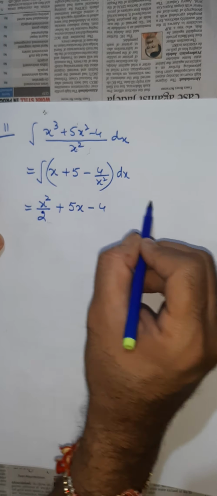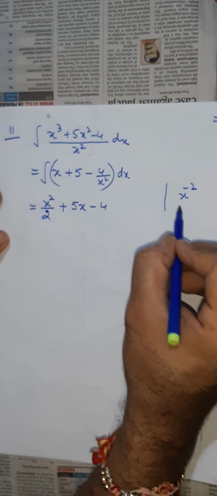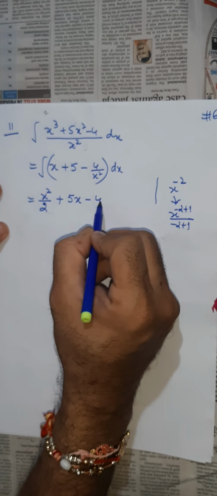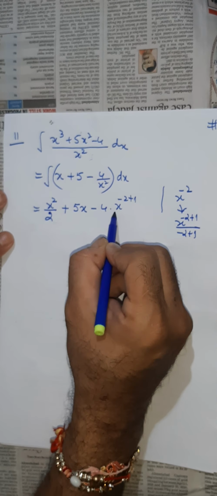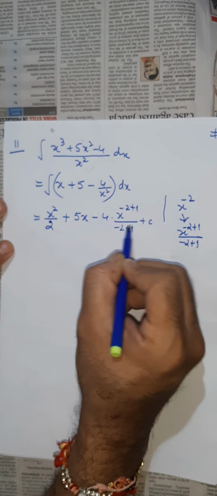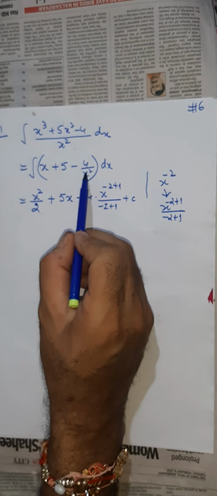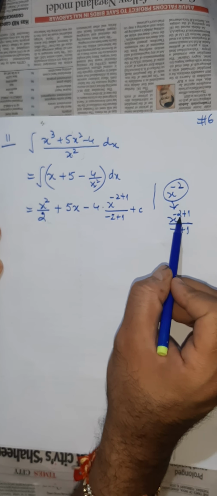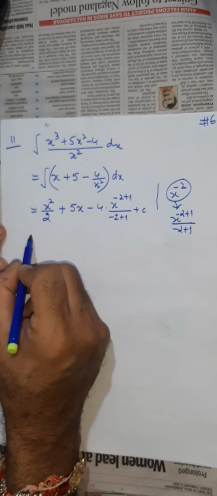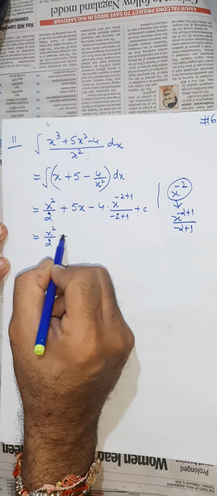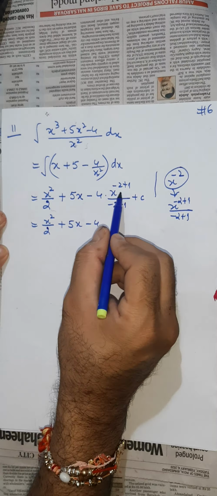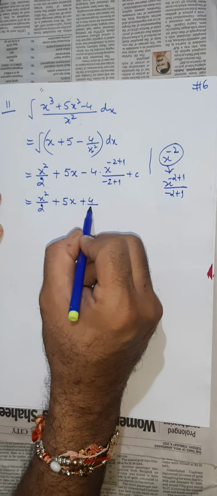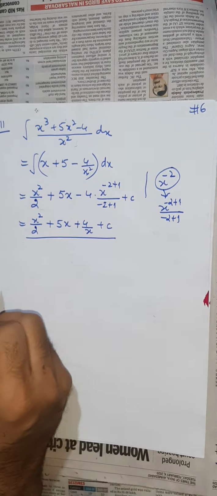Minus 4 into, this is actually x raised to minus 2 if I take it into the numerator. And what is the integral now? Minus 2 plus 1 upon minus 2 plus 1. So 4 into x raised to minus 2 plus 1 upon minus 2 plus 1 plus c, remember. Why is the integral of this portion this? You take this one in the numerator, so it will be x raised to minus 2, raise the power by 1, so minus 2 plus 1 upon minus 2 plus 1. So finally you will get x² by 2 plus 5x minus, this is minus 1, so this will be plus 4. This is raised to minus 1, so I can write upon x plus c. So this is your answer.